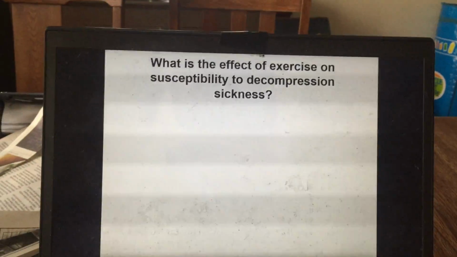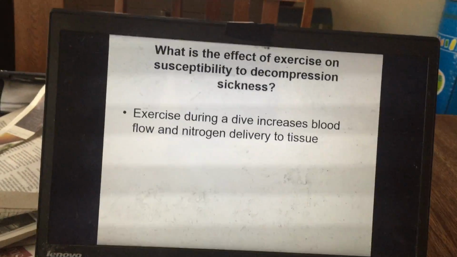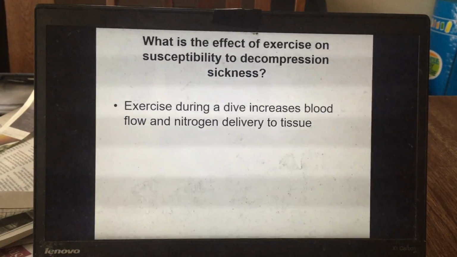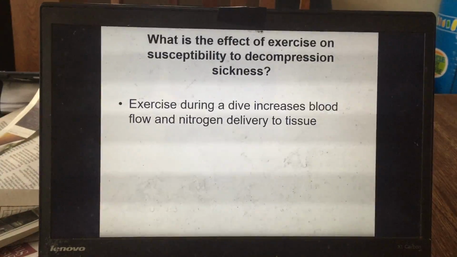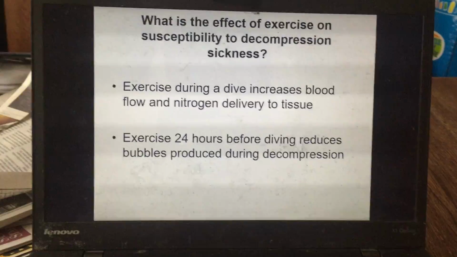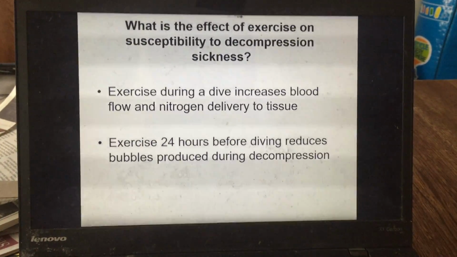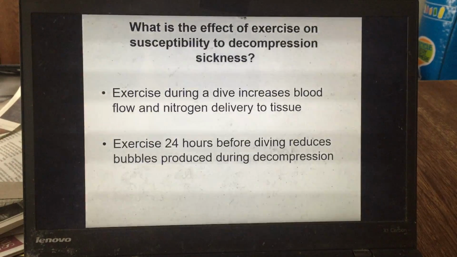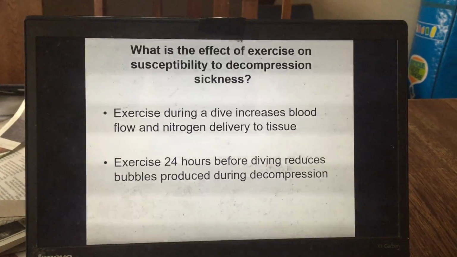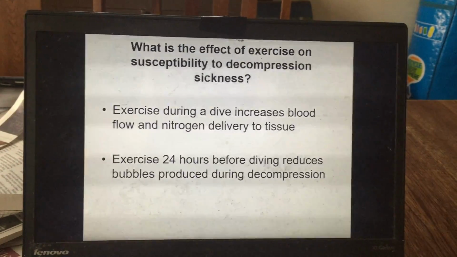Exercise can affect your level of decompression sickness. And so if you exercise while diving, it makes the situation worse. And this is because there's an increase in blood flow to your tissues and an increase in nitrogen delivery to your tissues. But if you exercise 24 hours before you go scuba diving, studies have shown that it reduces the amount of bubbles that are produced during decompression. So it actually makes the situation better, and it can alleviate some of the decompression sickness.